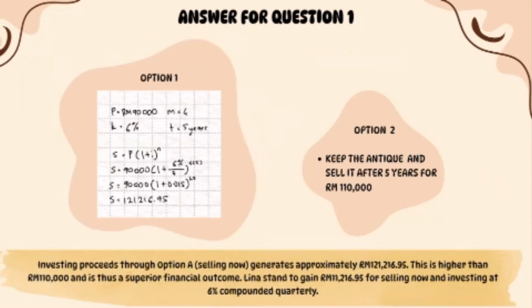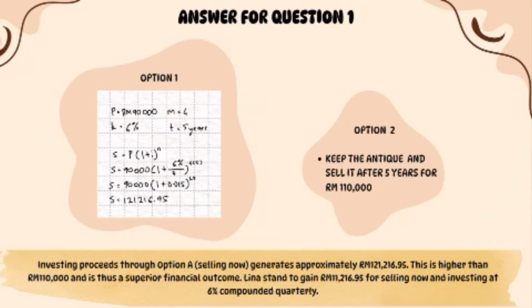Let's look for the answer for question 1. First, we must calculate option 1. We extract the information from the question. P equal to 90,000, M equal to 4, K equal to 6%, T equal to 5 years. We are using the compound interest formula, which means S equal to P, open bracket, 1 plus I, which means K divided by M, close bracket, to the power of N, which means M multiplied by T.